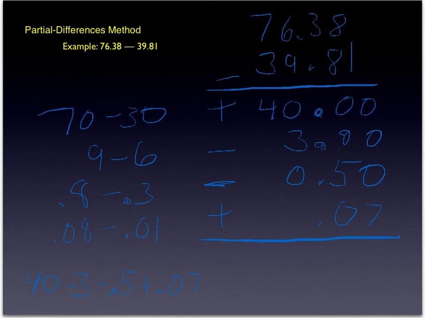Okay, 40 minus 3 is 37, minus 0.5 is 36.5, plus 0.07 is 36.57, or 36 and 57 hundredths.